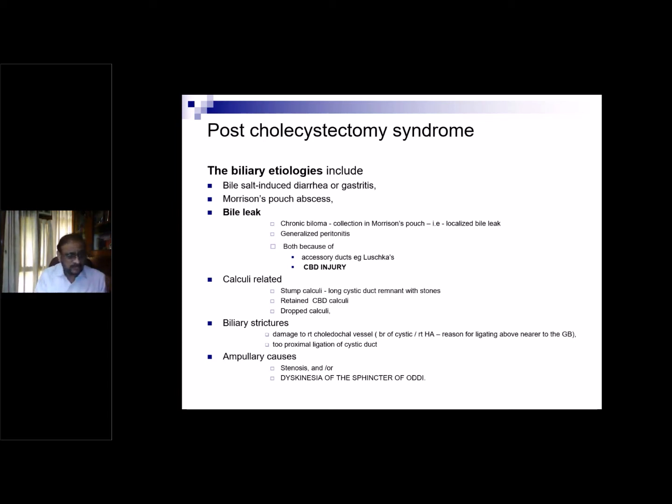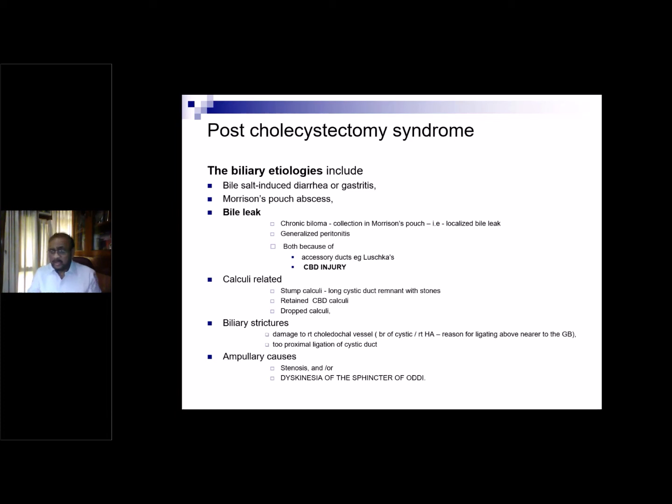And if you manage to damage this branch, this patient will come back to you 4, 5 or 6 years later with a biliary stricture. So damage to the right choledochal vessel is an important complication, and that is why cystic artery ligation should be near the gallbladder. Don't forget this. Too proximal ligation of a cystic duct can again be a reason.